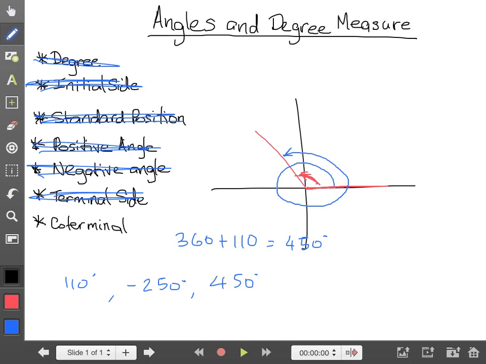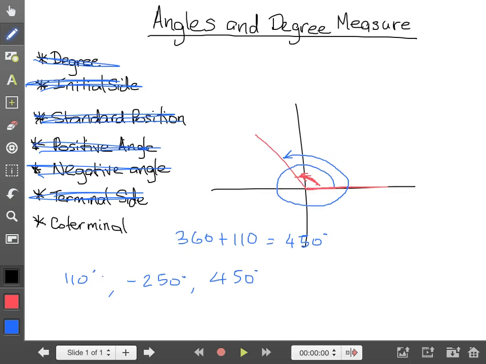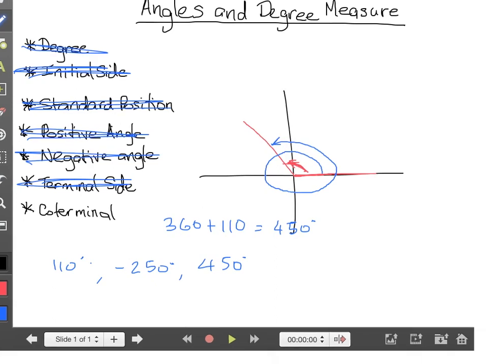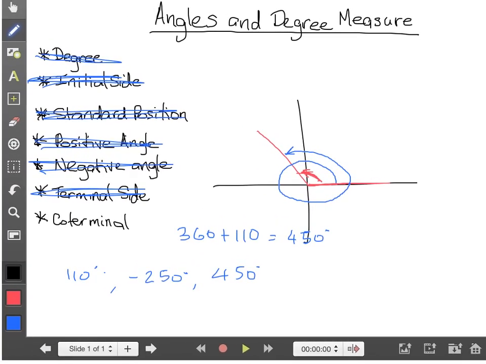We could go again if we wanted to. We could add another 360 degrees, we could add infinitely many 360 degrees, infinitely many full revolutions, until we keep ending back up here at our terminal side. So that's how coterminal angles work. And that's just an introduction. So now that we know these terms, we're going to be able to use them in the future.